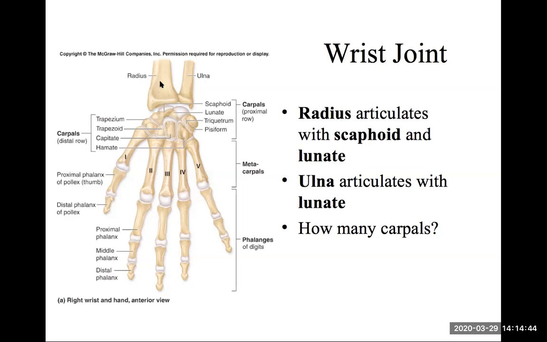Okay, so going back, the radius is going to articulate with two bones, the scaphoid, some, and the lunate, lovers. Okay, so these two form a joint with the radius. And the ulna only articulates here with the lunate. Okay, so of all these 8 carpals, the only 2 that form a joint with the bones of the antebrachial region are the scaphoid and lunate. Okay, and how many carpals? I've already said that. There are 8 carpals.